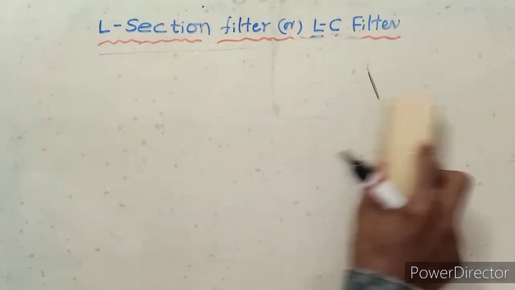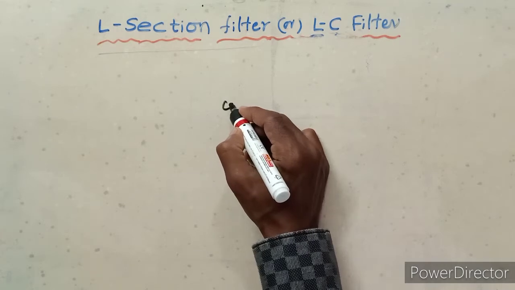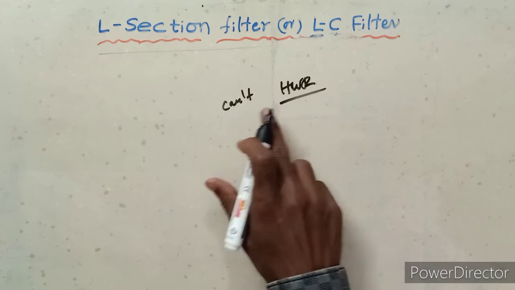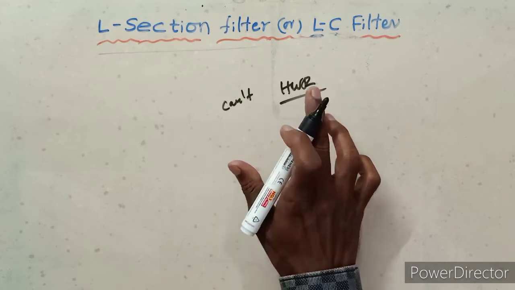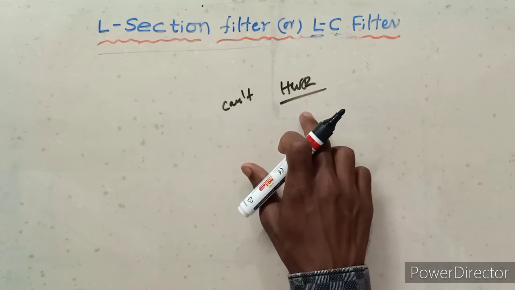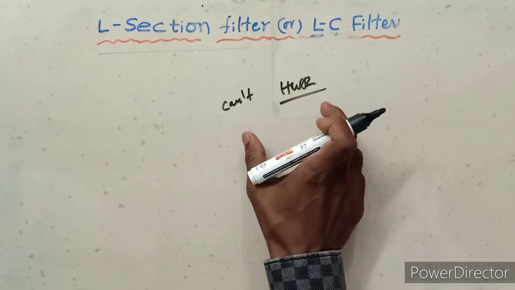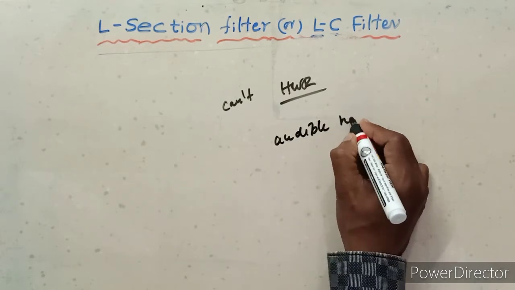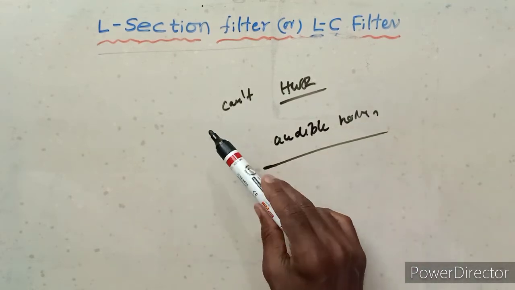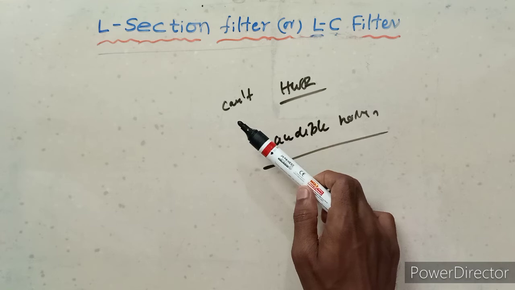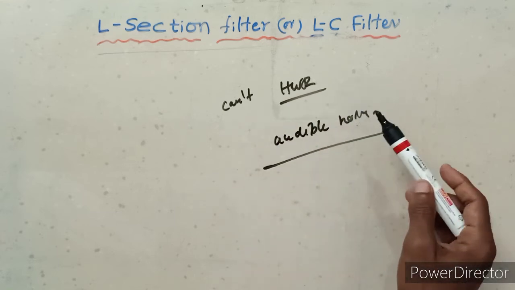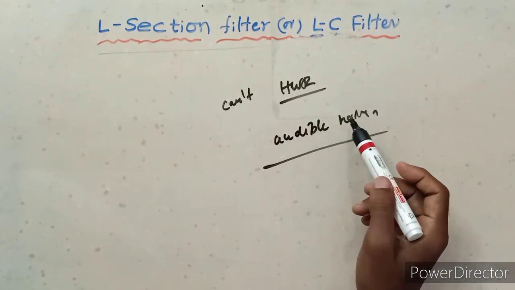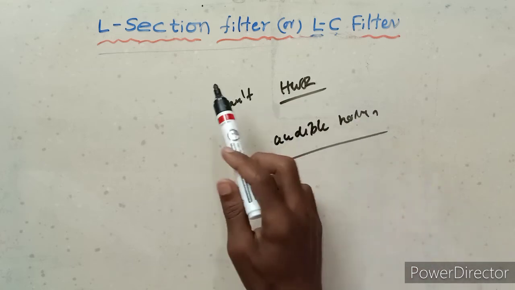Disadvantages: it can't be used in half wave rectifier. It is only used in full wave rectifier. Due to inductor, it produces audible noise. It is a characteristic of inductor to produce some audible noise. So this is the disadvantage of L section filter.